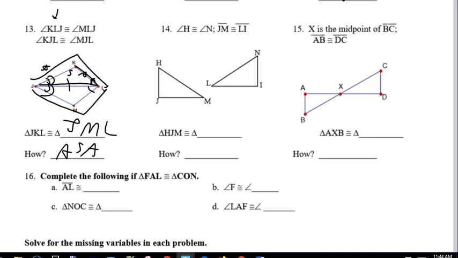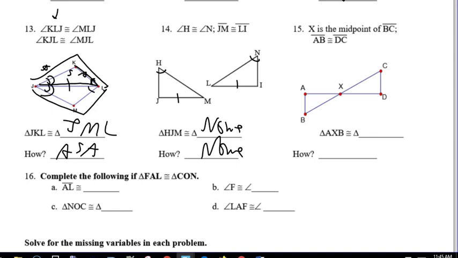All right, number 14. Mark what you got. H and N line up. JM, whoops, JM and LI. Well, that's not enough information. We have one angle and one side. Not enough. That would only work, well, no, that wouldn't even work if we had a right angle because we wouldn't even know the leg. So, not enough information.